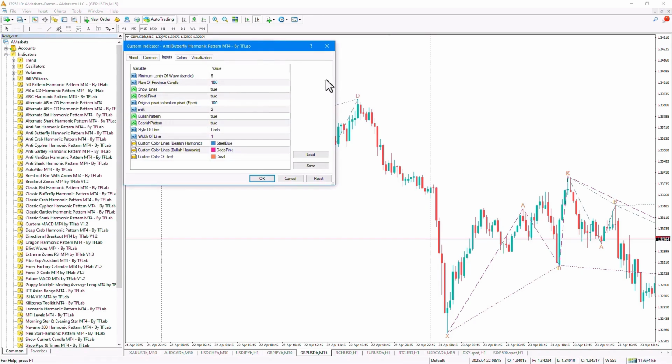The next point you need to pay attention to is the values you set in the first two options. The larger the values of these two options, the larger the harmonic patterns that will be identified. To ensure that the indicator identifies patterns with more appropriate ratios, it's better to enter more suitable values here.